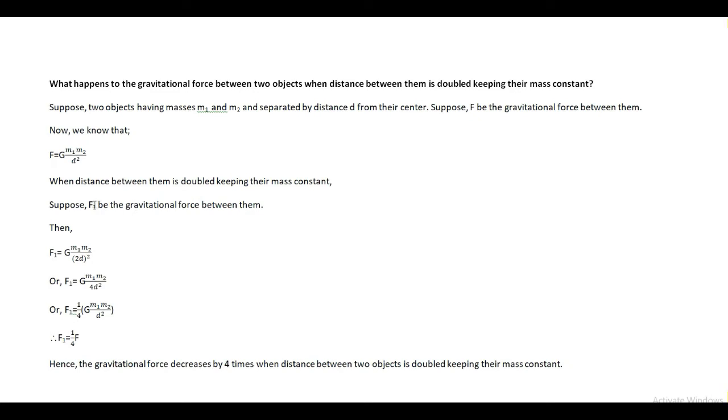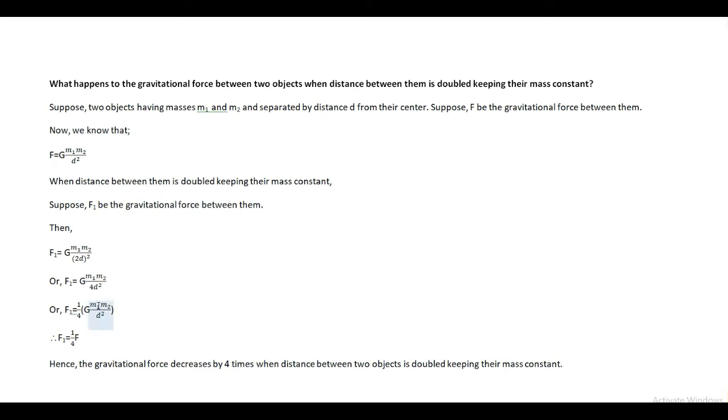And suppose the new gravitational force is F1. Then we use the formula of gravitational force again: F1 equals the same formula, G m1 m2 by d square, but here the distance is doubled. So in the place of d square, we are writing (2d) whole square. Then in the second step, we obtain F1 equals G m1 into m2 by (2d) whole square, which is 4d square. Then this 4 can be taken out separately, so F1 equals 1 by 4 times G m1 into m2 by d square.